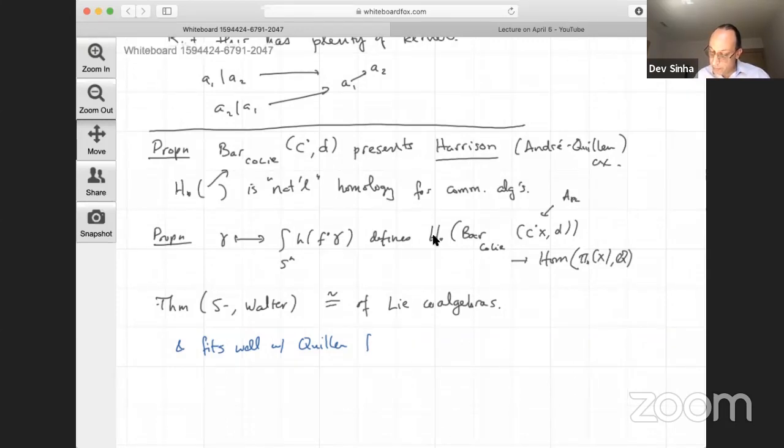The last thing I wrote, okay, and it fits well with, I think I'm back now, with Quillen functors, minimal models, etc. Okay, so we'll talk more about that next time.